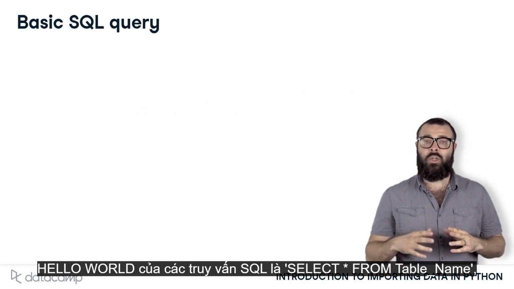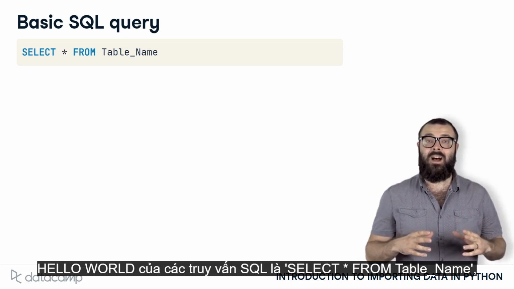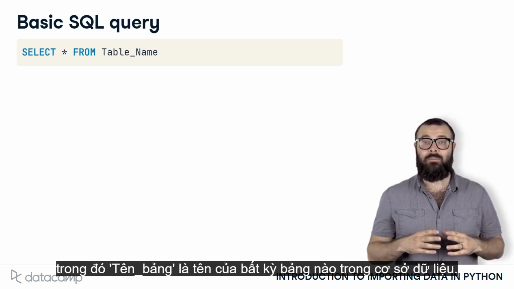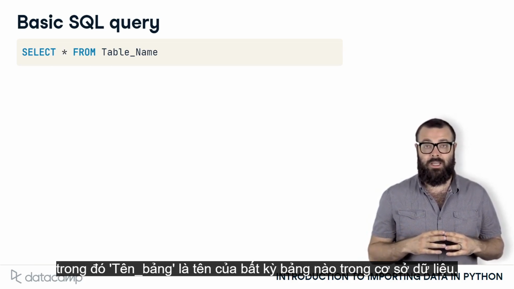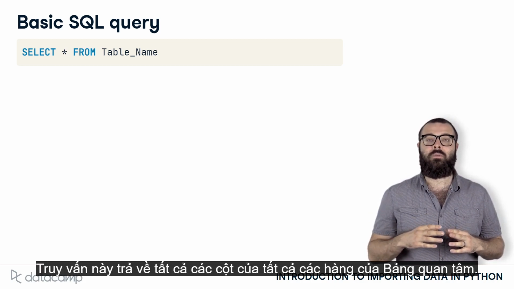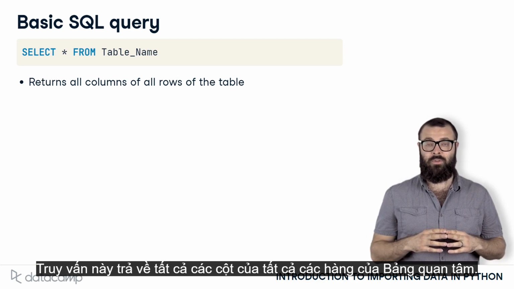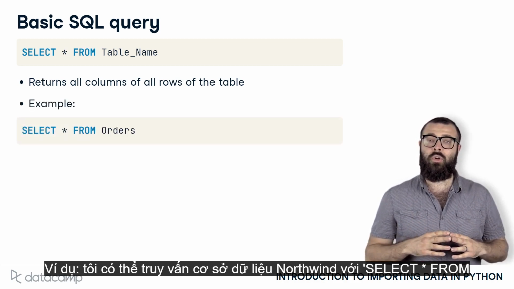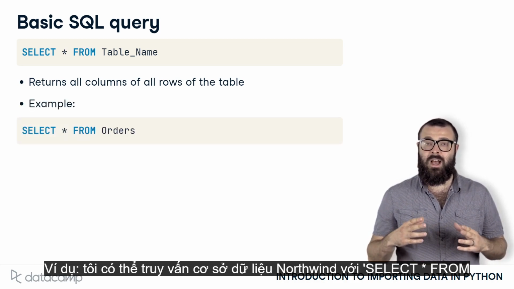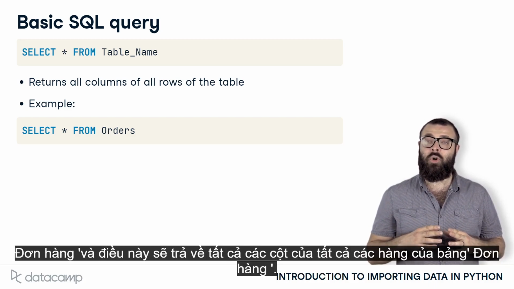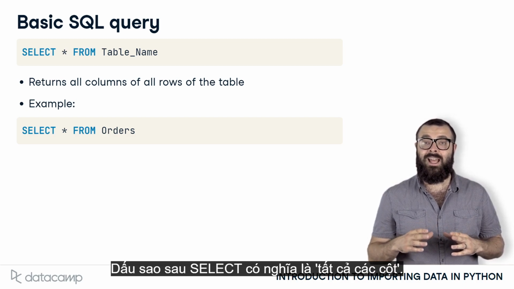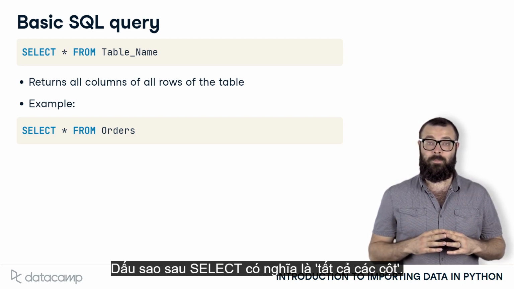The hello world of SQL queries is select star from table name, where table name is the name of any of the tables in the database. This query returns all columns of all rows of the table of interest. For example, I could query the Northwind database with select star from orders, and this would return all columns of all rows of the orders table. The star after select means all columns.